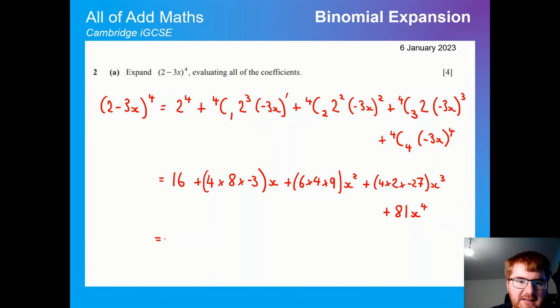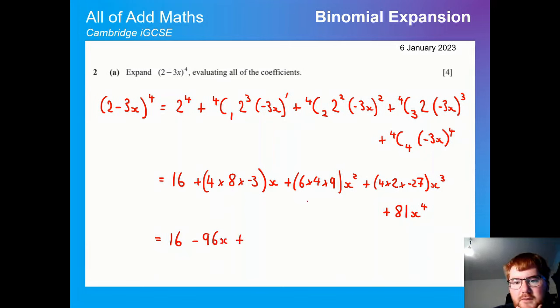Now we're just going to simplify this down. So we've got 16 here. Again, you can use your calculator to help you here. Again, the first thing to realize is it's going to be negative, of course. We're going to have this sort of negative, positive idea. 8 times 4 is 32. 32 times minus 3 is minus 96.